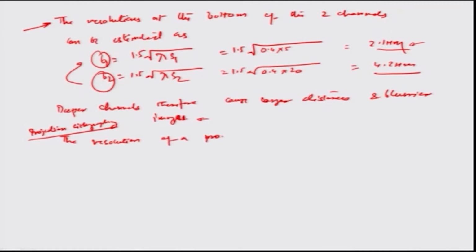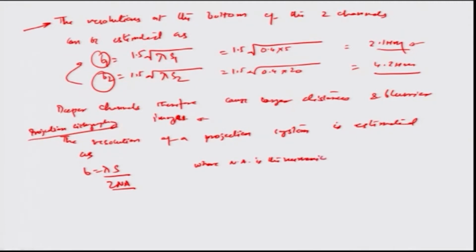So, the resolution of a projection system is estimated as B equal to lambda S by twice NA, where NA is the numerical aperture of the imaging lens system. So, that is how we define the resolution aspect of lithography.